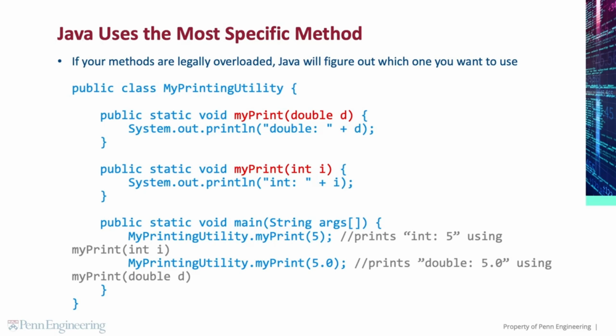If your methods are legally overloaded, Java will figure out which one you want to use. In this version of the myPrinting utility class, we have a static myPrint method that takes a given double and prints it. We also have a static myPrint method that takes a given int and prints that. In the main method, we call the static myPrint method with 5, which is an int. Java will look for a myPrint method that accepts an int and use that. We also call the static myPrint method with 5.0, which is a double, so Java will look for a myPrint method that accepts a double and use that.